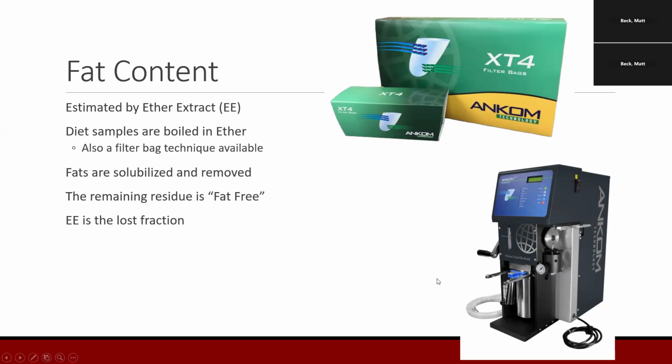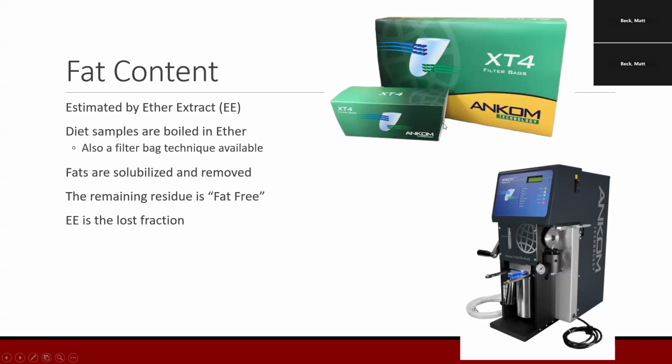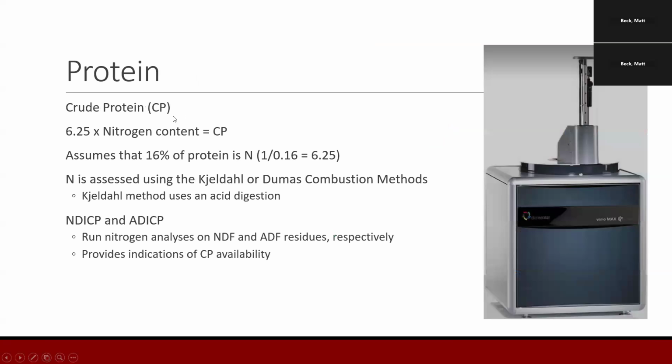Okay, so this is an XT15 fat analyzer. These are XT4 bags, same company as these F57 bags. Very similar concept on how to measure it, except in this case, we're not interested in what's left in the bag. We're interested in what was lost. Make sense?